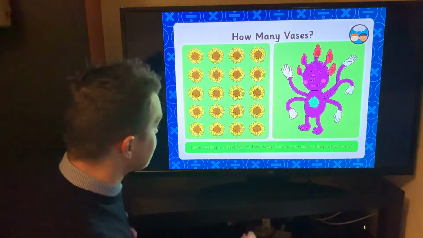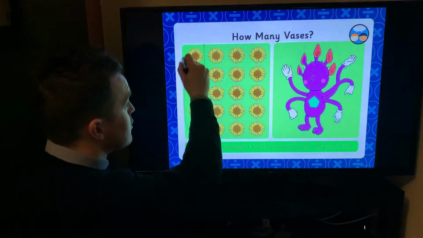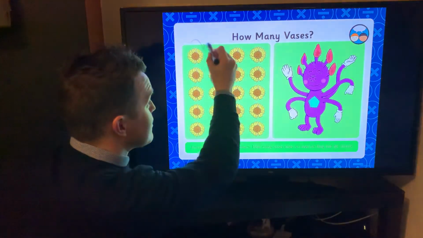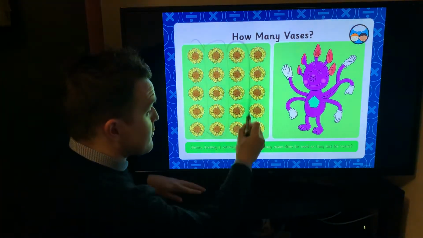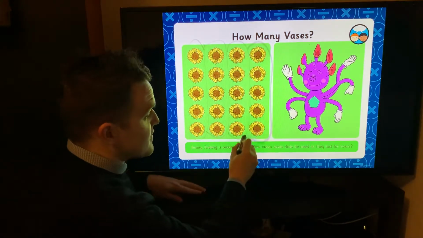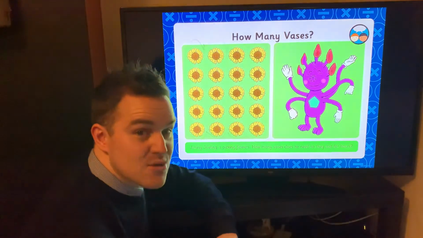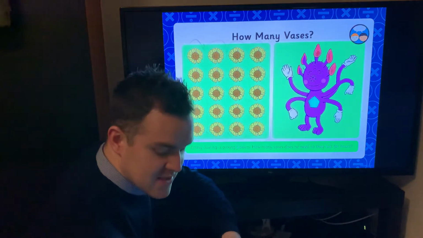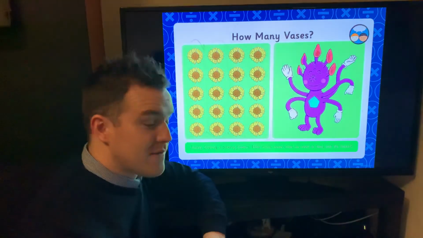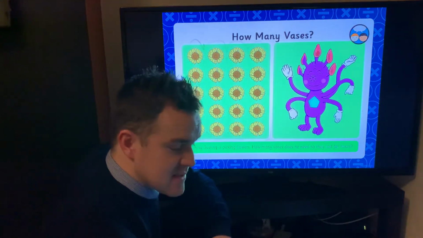So I have 1 group of 5, 2 groups of 5, 3 groups of 5, 4 groups of 5. 4 groups of 5 is 20. He will need 4 vases because 5 flowers will fit in each vase.